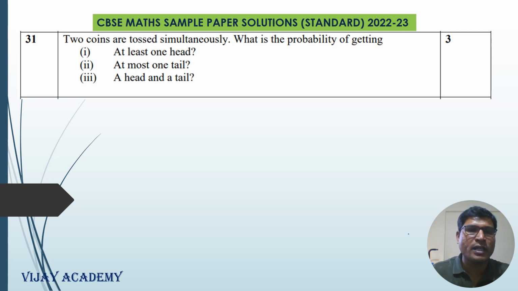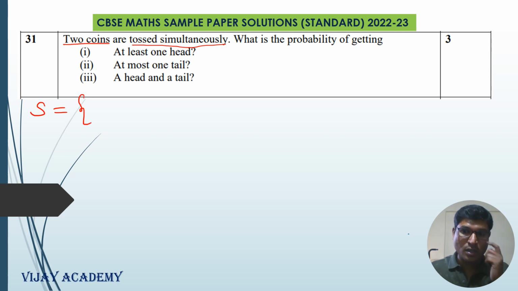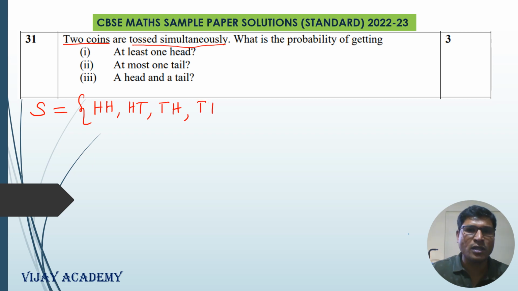So here, first let us write the sample space for two coins tossed simultaneously. That is all possible outcomes. So S equals sample space equals all possible outcomes: head and head, head and tail, tail and head, and tail and tail. So these are all the possible outcomes for two coins tossed simultaneously. So the number of outcomes in the sample space, n(S), equals 4.